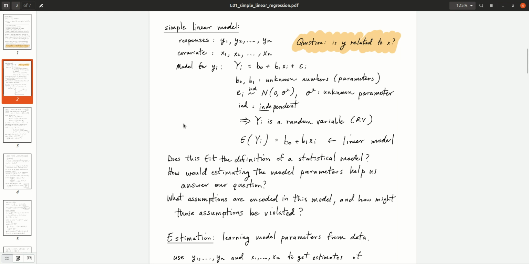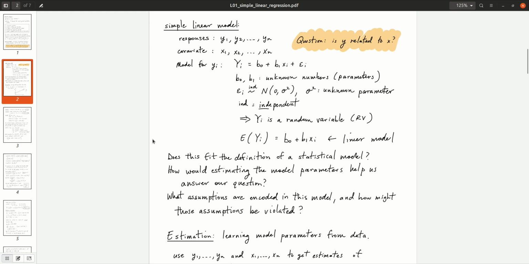And once we say it's a random variable, then we can do some types of operations with it. So one of the operations you can do on random variables is to compute the expected value. So if you were to compute the expected value of yi, you'd get b0 plus b1 xi, and that's because we assume that the mean or the expected value of epsilon i is 0.